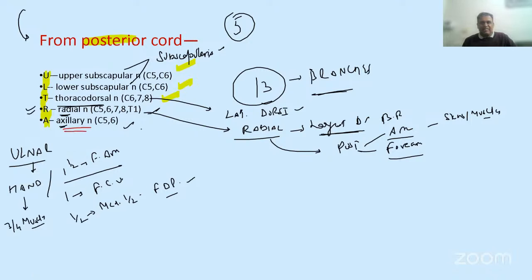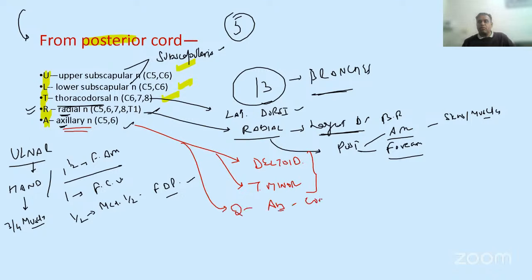Last is the axillary nerve. For those who have gone through the previous session and revised it, it supplies two main muscles. What are those? The deltoid and teres minor. That's it. Now a question I am giving you to answer in the comment box, I am not going to answer it. The axillary nerve has a cutaneous innervation as well. What is the cutaneous innervation of the axillary nerve?